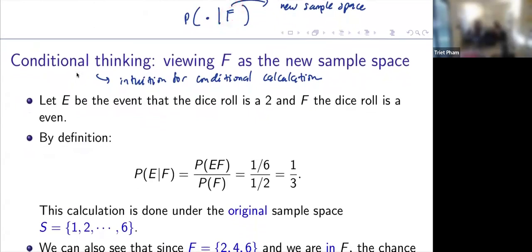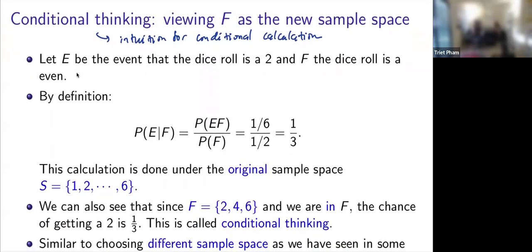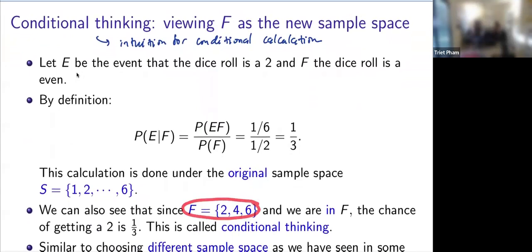So how would this be different? For example, if you calculate P of E given F, the one that we talked about before, then if you do it by definition, you get 1/3. Now, this is done over the original sample space, where you have 1 to 6 as the dice throw. But if you do conditional thinking, then you can move to the new sample space where 2, 4, and 6 are the possibilities, because now you condition on getting an even throw. So if you're in this, then the chance of getting a 2 is 1/3.